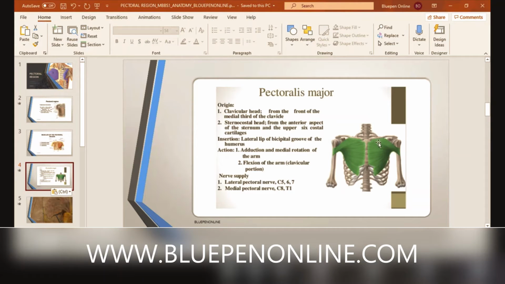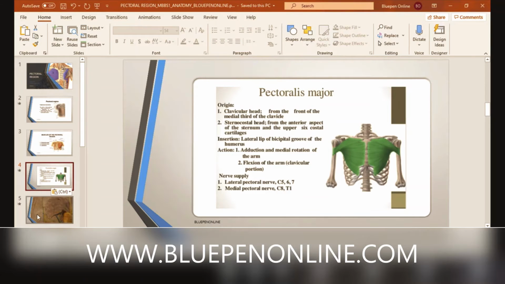I'll show in the dissection video also. So hope you understood the pectoralis major muscle and its action: medial rotation, adduction and flexion of the arm. Okay, and nerve supply: the pectoralis major is supplied by the lateral pectoral nerve and medial pectoral nerve. Hope it is clear from where the lateral pectoral and medial pectoral nerves originate and how they supply the pectoralis major muscle.